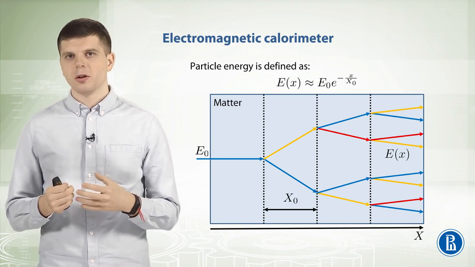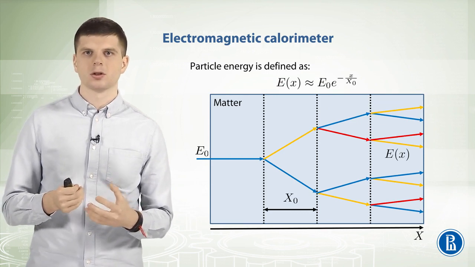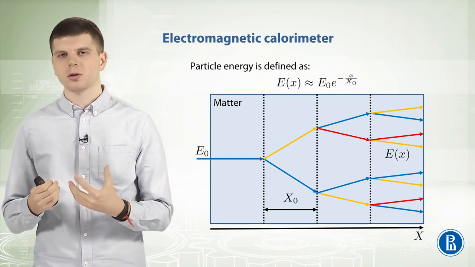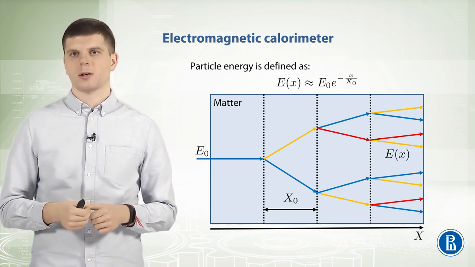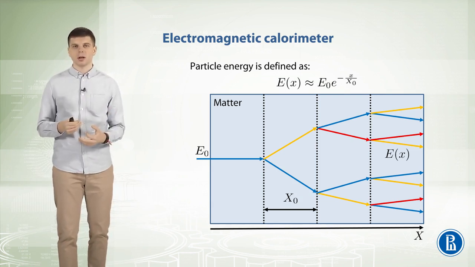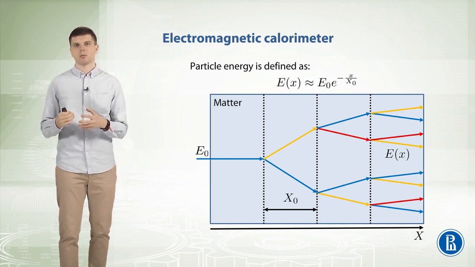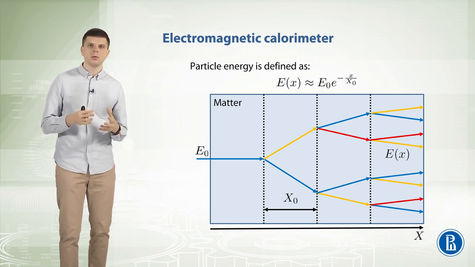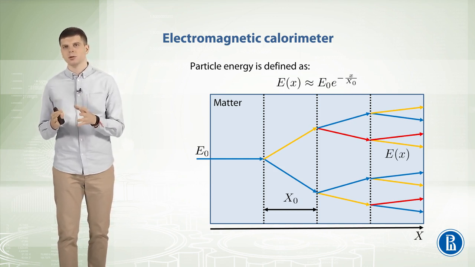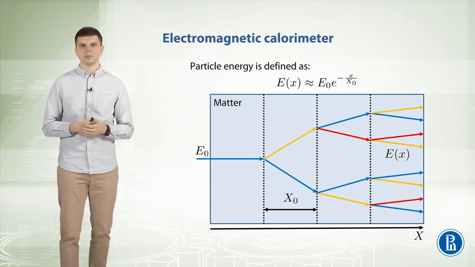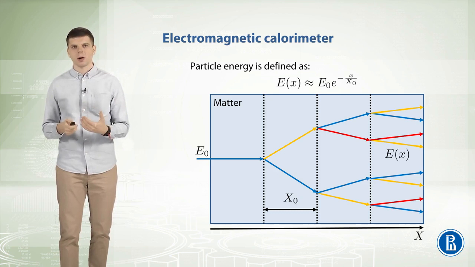So, the energy of a particle in the electromagnetic shower exponentially drops with its coordinate in the shower and is proportional to the starting energy E0 of the original particle, as shown on the slide. In this equation, x0 represents the average size of one step of the electromagnetic shower production. This value depends on the material used in the calorimeter. The denser the material, the smaller this value. This equation allows us to estimate the shower size and the number of particles in it.